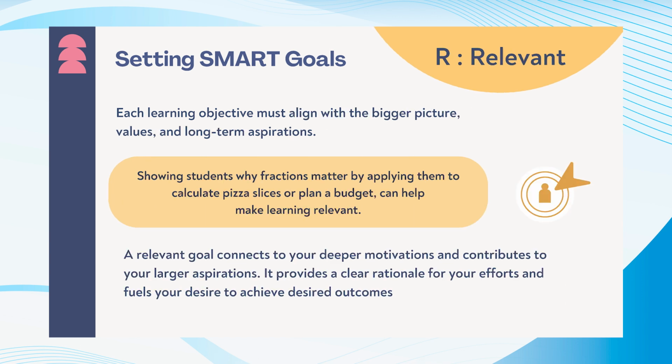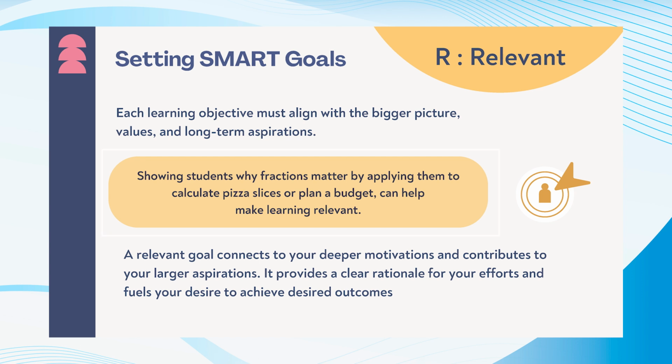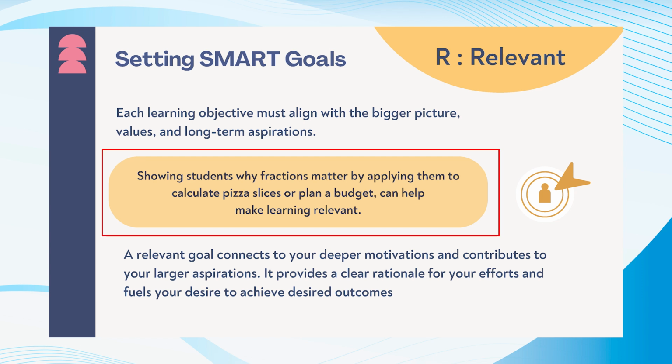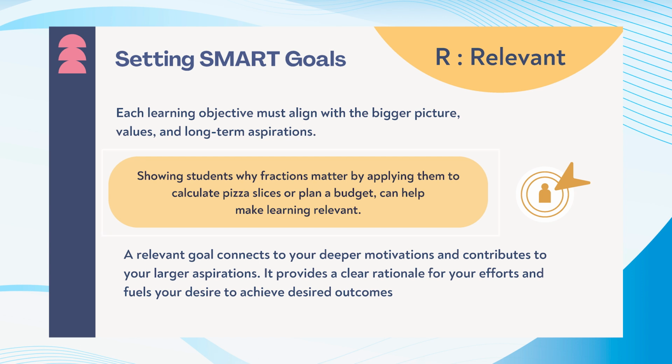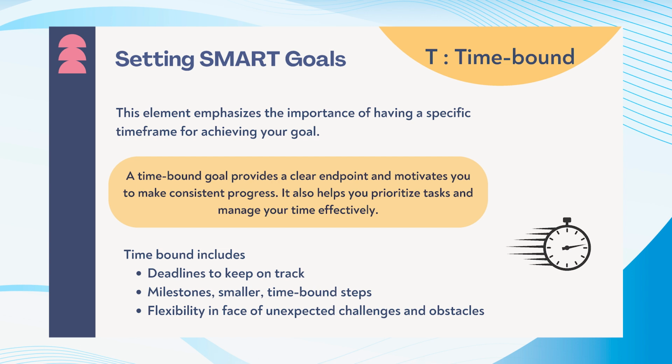R in SMART refers to relevant. It is of paramount importance that we connect learning objectives to real-life contexts or other subjects and areas. Showing students why fractions matter beyond worksheets, perhaps by encouraging them to calculate the pizza slices or plan a budget, can help make learning concrete and meaningful. T in SMART is time-bound. This element refers to having a specific time frame for achieving your goal.